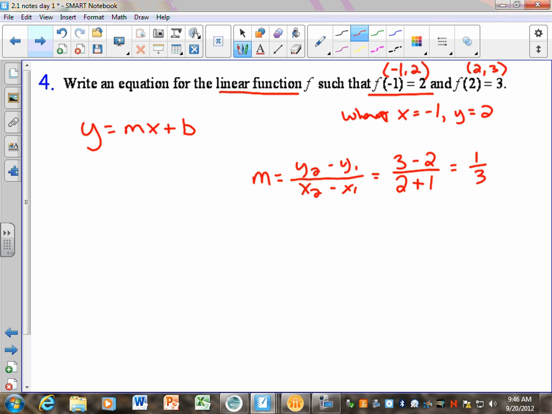There's 2 ways to do this. Most people remember y equals mx plus b, and that's what you're going to use. We also have another form of the equation called point slope form. I like it much better. I'm going to show you that in a minute. But if I know my slope is 1/3, in this form I still need to find b. What does b represent?